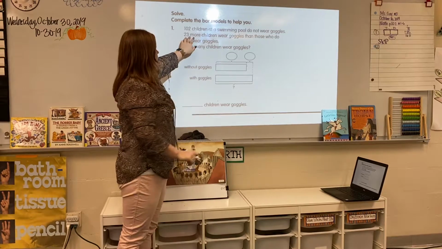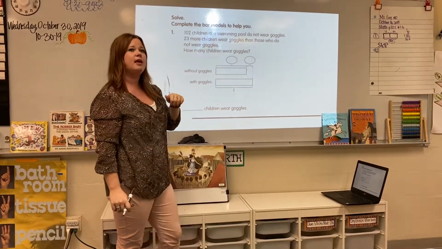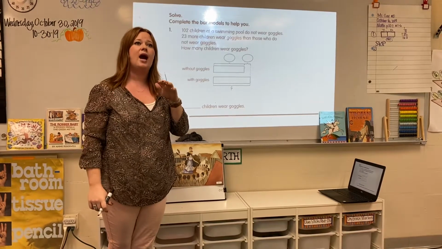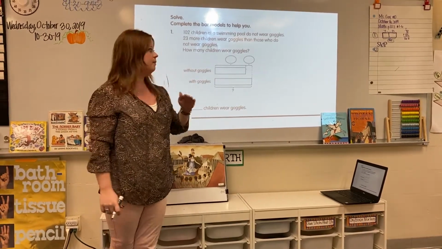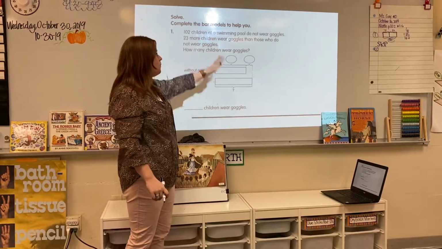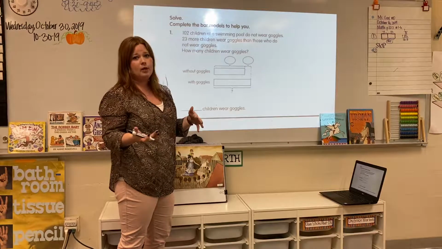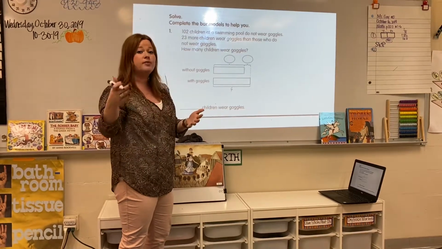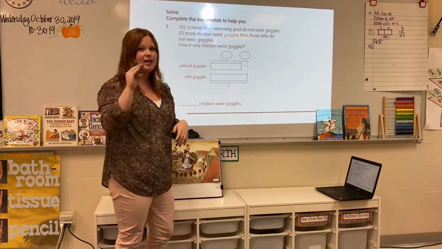The big key word here is understanding "23 more," or really just stopping and thinking. What we're learning and working on right now is really reading the problem and understanding the words that are in the problem. There are 23 more children. We don't know how many wear goggles at first, but I know it's 23 more than those that don't. So really stopping, slowing down, and thinking through.